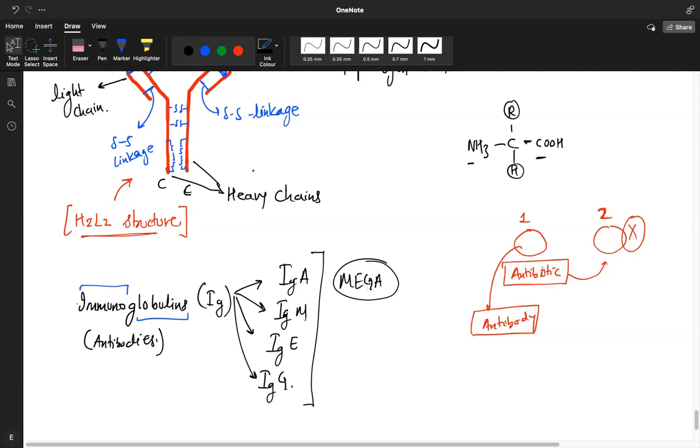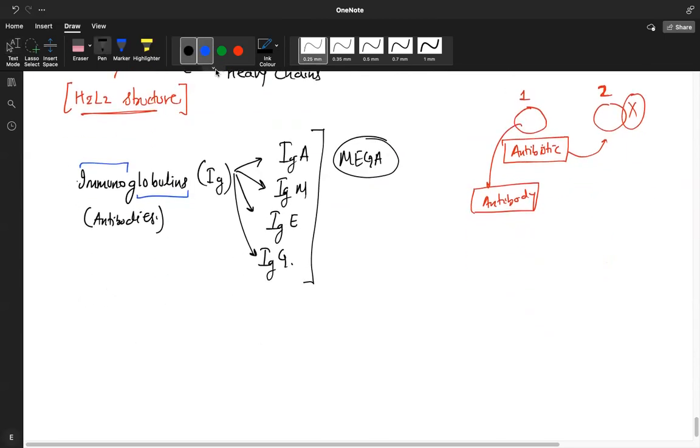Now, the next point is that where are these antibodies found? Sir, in blood. Yes. So immunoglobulins are found in blood. So write down antibodies.